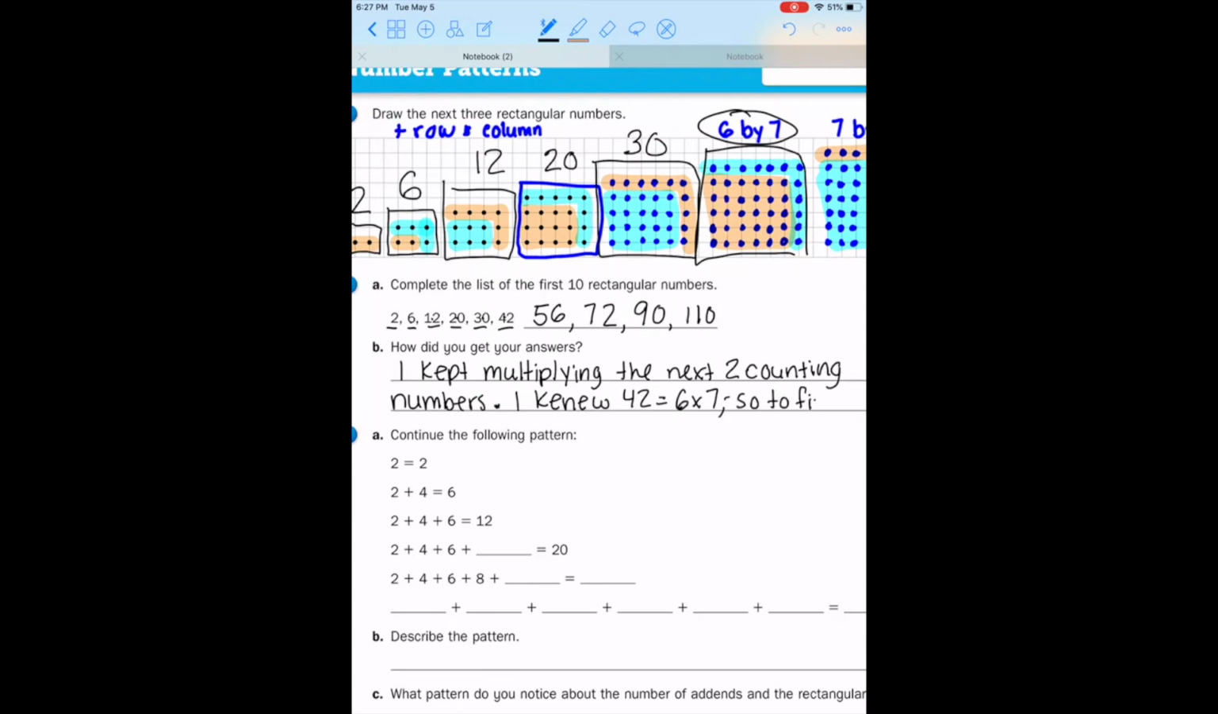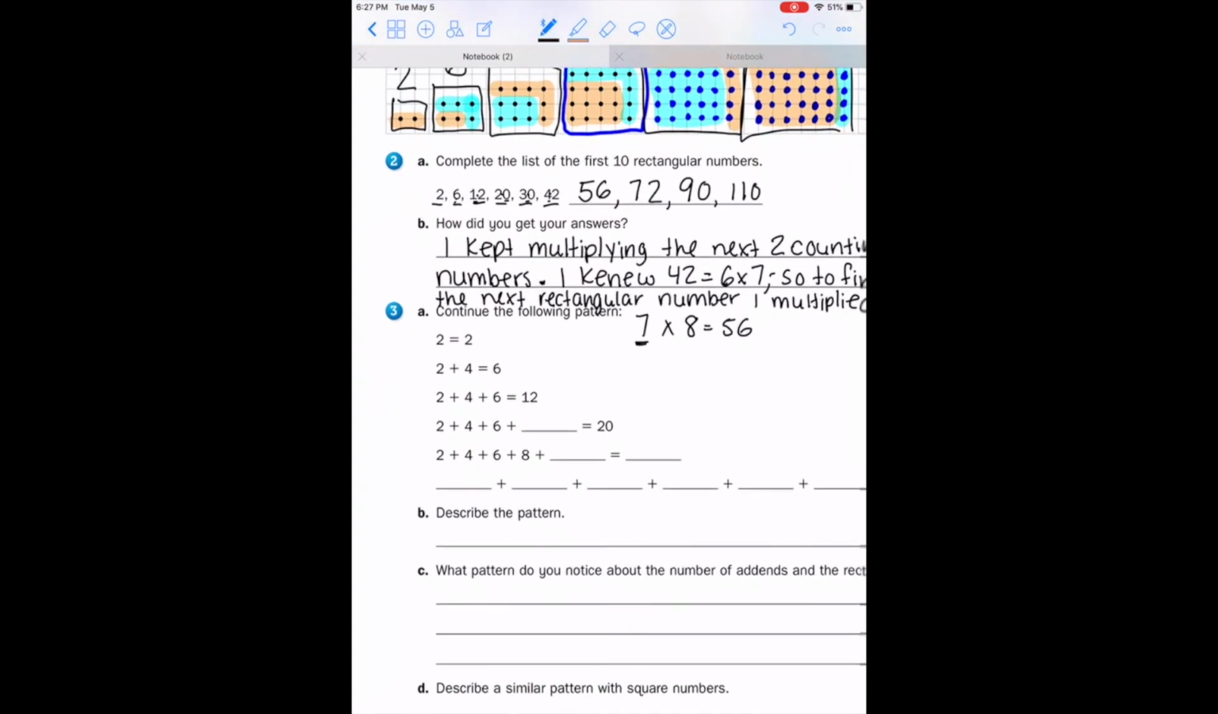So to find the next rectangular number, I multiplied 7 times 8, which gave me 56, which shows the 7th rectangular number. Okay, so that's a little bit about the pattern. So let's look at number 3.